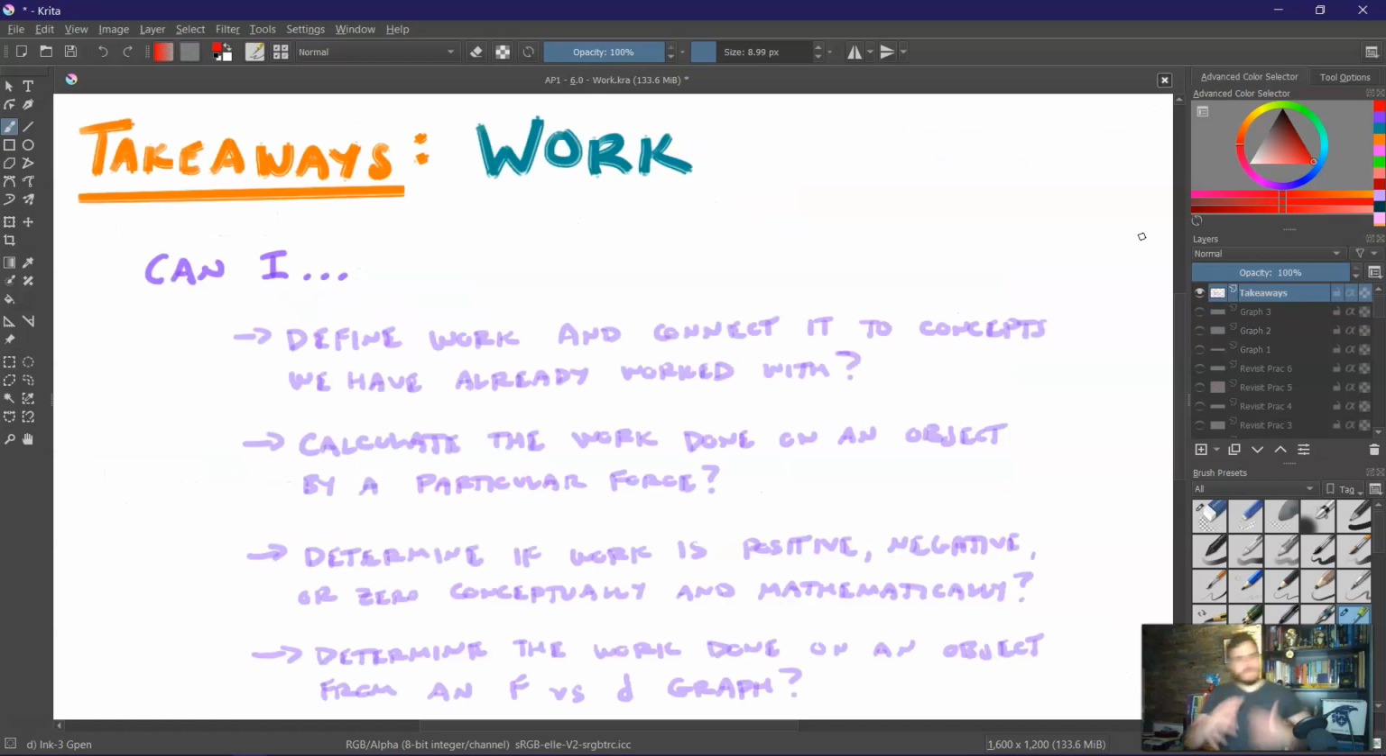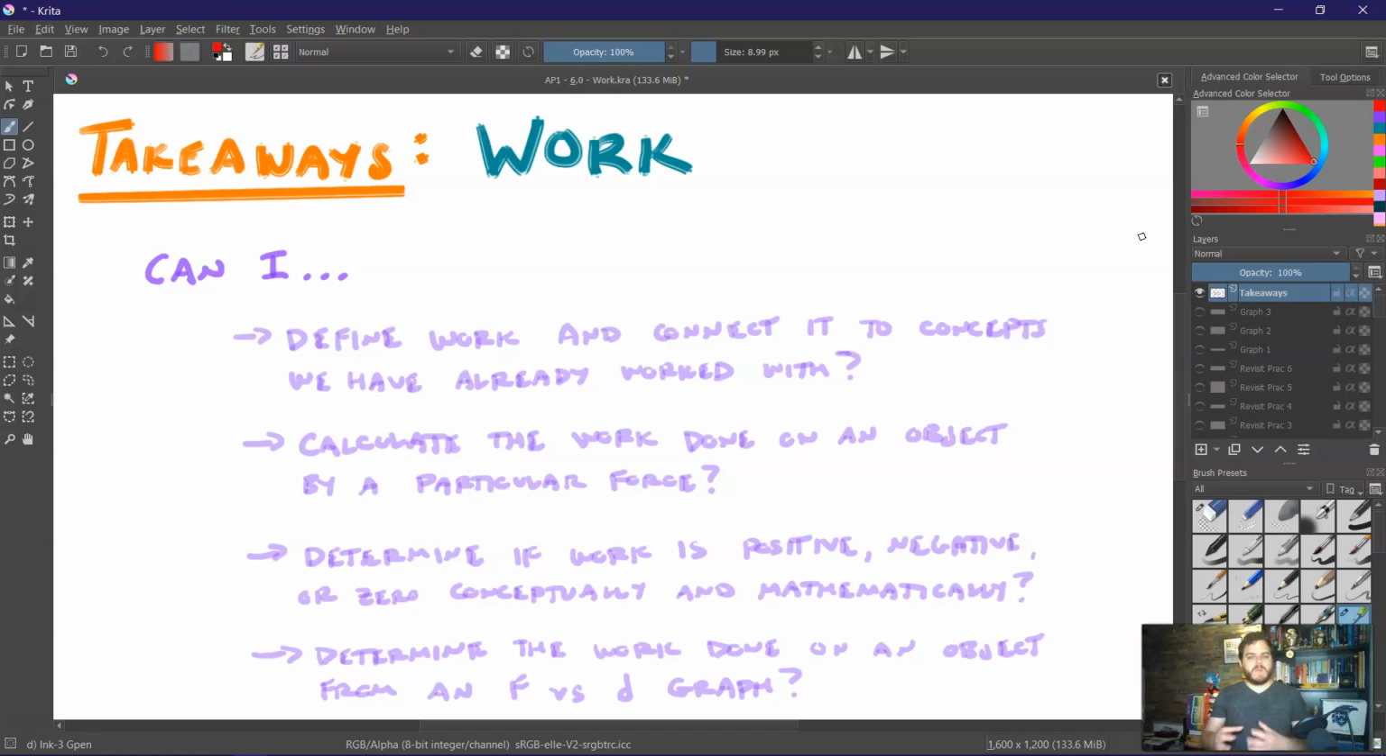Now, while we did spend a little bit of this lesson talking about some introduction to energy concepts, let's go ahead and say, what are our main takeaways on the concept of work? One, can we define work, and can we connect it to concepts we've already worked with in AP Physics? We can define it as a change in energy, and we can connect it to the concepts of force and distance because it's equal to the force parallel times the distance. So can we therefore calculate the work done on an object by a particular force? Yes, we can do it that way, or we can do FD cosine theta.